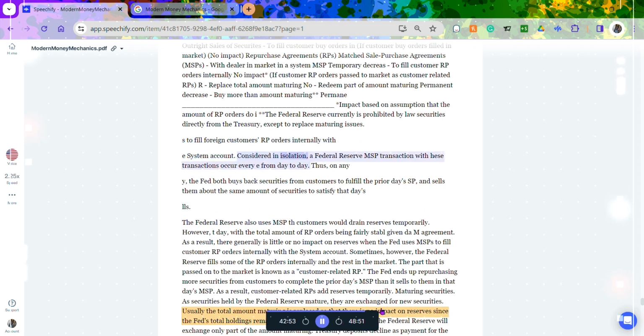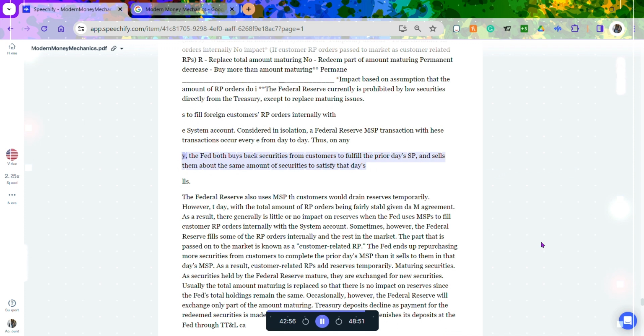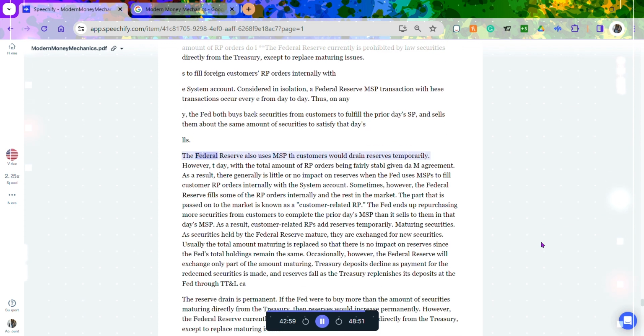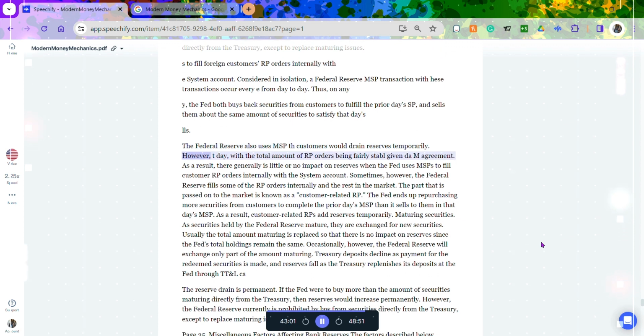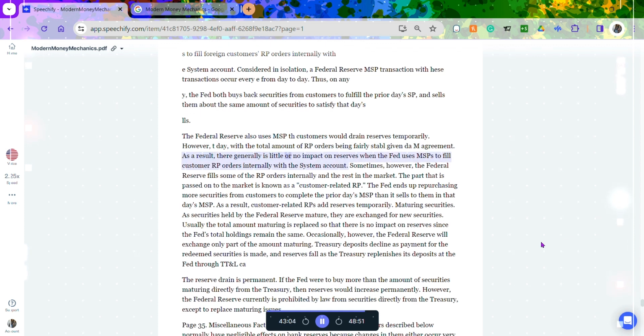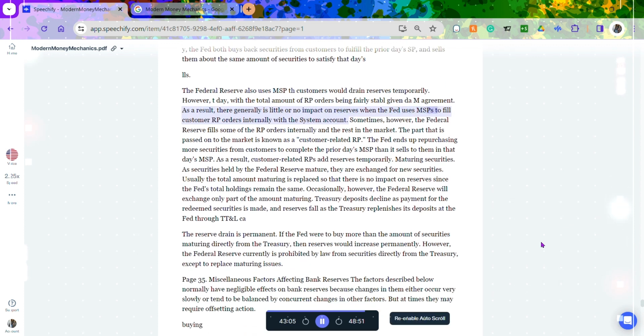Considered in isolation, a Federal Reserve MSP transaction with customers would drain reserves temporarily. However, such transactions occur every day, with the total amount of RP orders being fairly stable given the nature of the agreement. Thus, on any day, the Fed both buys back securities from customers to fulfill the prior day's MSP, and sells about the same amount of securities to satisfy that day's MSP. As a result, there generally is little or no impact on reserves when the Fed uses MSPs to fill customer RP orders internally with the system account.